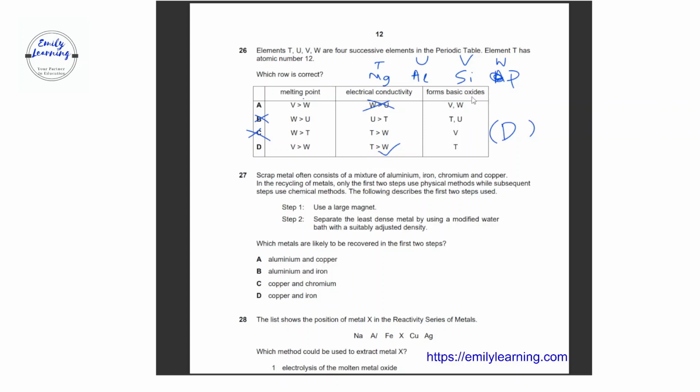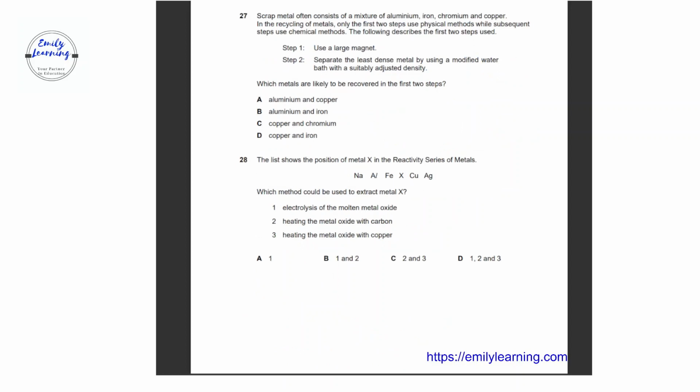Next, forms basic oxide. So we know that only magnesium, which is T, forms basic oxide. Aluminium forms amphoteric oxide. Silicon and phosphorus, being non-metals, form acidic oxide. So the answer for 26 is D. Let's move on to question 27.